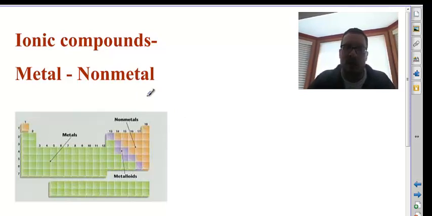forming crystals. Generally, they're crystalline at room temperature. They have high melting points. They like to conduct electricity. Most of the ionic compounds we work with are a metal with a nonmetal.